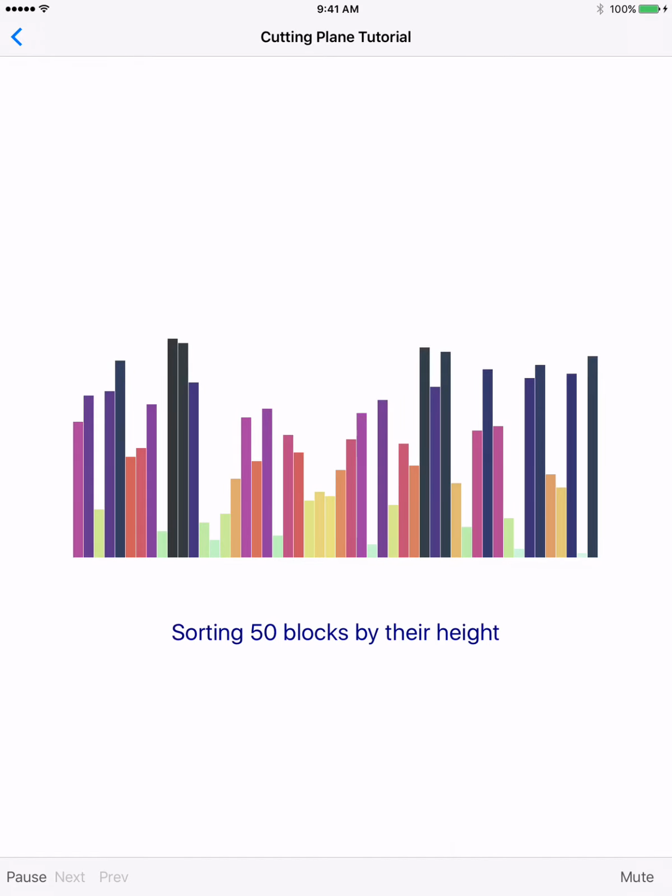Consider, for example, the problem of sorting 50 blocks by their height. There are 50 factorial ways to order the 50 blocks. That is 100 times greater than the number of tours through 50 points. But sorting is an easy problem, having a number of algorithms that will run quickly on even a very large data set.